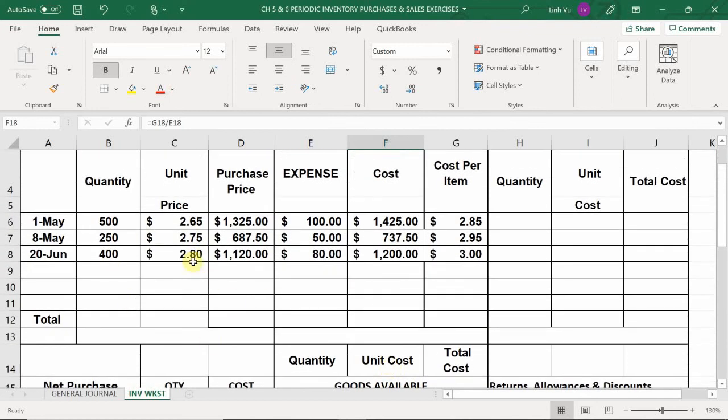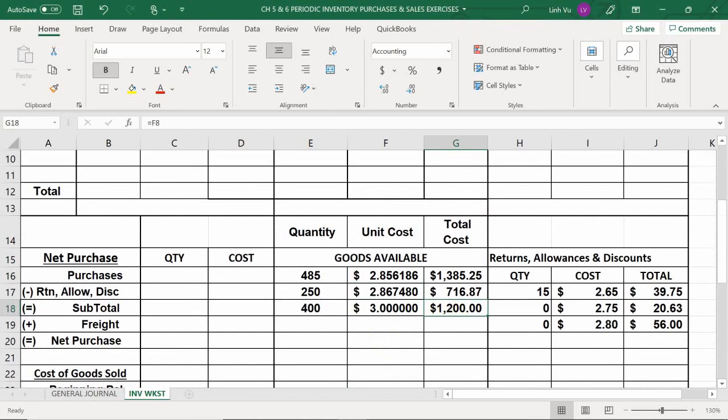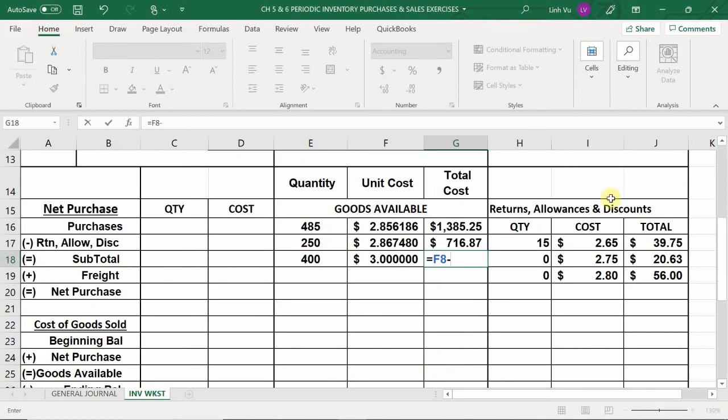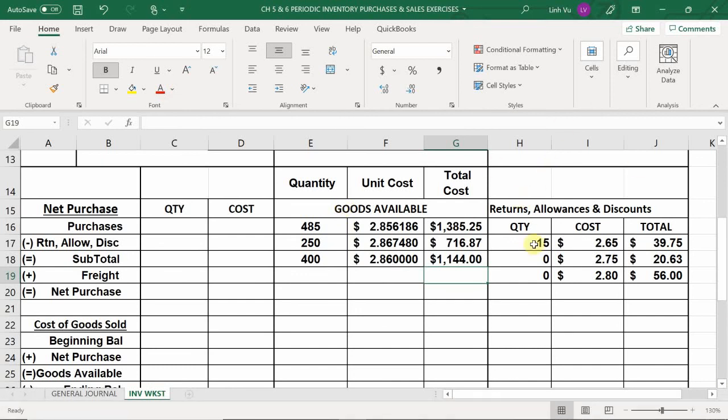That means I didn't pay for my 400 items at the original $2.80. That's discounted by 5%. So in this case, this is where I need to make changes because I no longer owe $1,200, right? I end up owing $1,200 minus my $56. Then that brings my cost per item to $2.86. Okay? Because now I owe $11.44 instead of $1,200. So again, this is for returns, allowances, and discounts. Discounts and allowances are very similar, except one is returning and one is actually discounting. So that's what you have to do here.